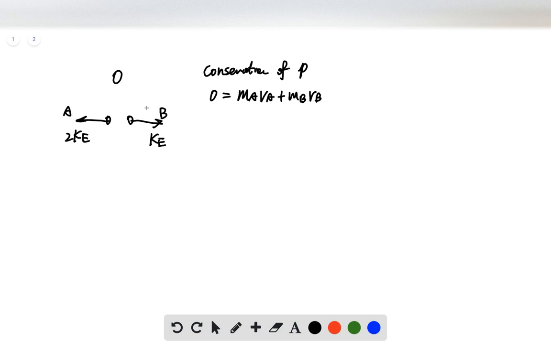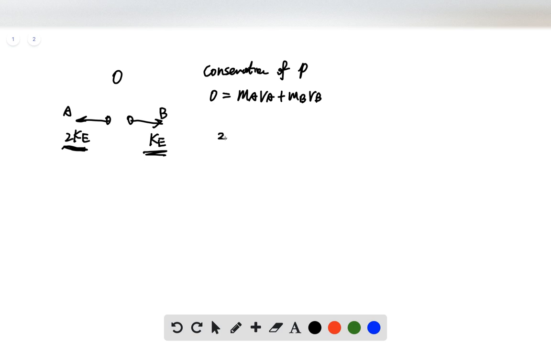The reason kinetic energy is not conserved is that the object breaks apart in an explosion. There must be some chemical energy stored inside this object that causes it to explode, and that chemical energy is being transferred into kinetic energy. But although we do not have conservation of energy, we still know that the kinetic energy of A is twice the kinetic energy of B.